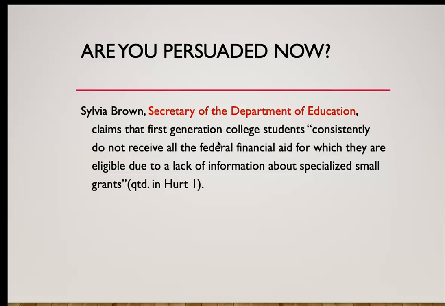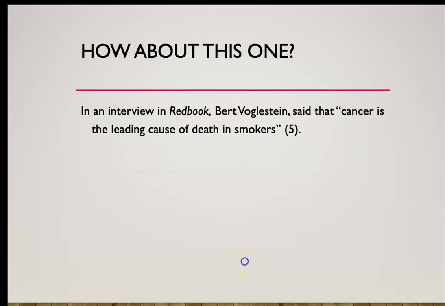Now we have a different attribution. Same quote. She's the secretary in the Department of Education. What do we think about that? Is she someone that could say something about college grants and the income of first-generation college students? Probably, yeah. She might have a sense of it. So this is a much better authoritative presentation for the authoritative testimony.